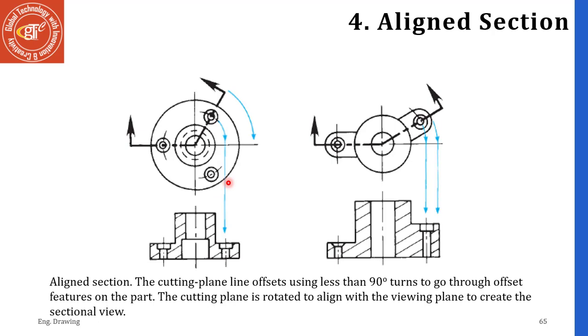The cutting plane line, using a less than 90-degree angle, turns to go through the offset feature of the part. So the cutting plane line is rotated to align with the viewing plane to create the sectional view. So here, when we have to draw the section view for this feature, we will rotate it so that we can line it up with this line and draw its sectional view like this. Here is another example.